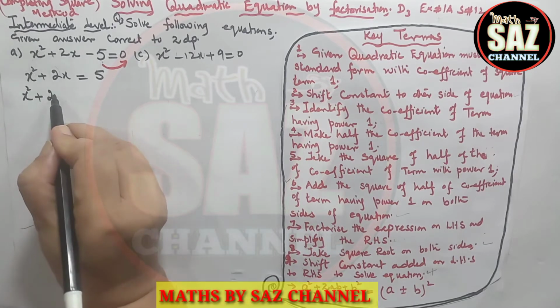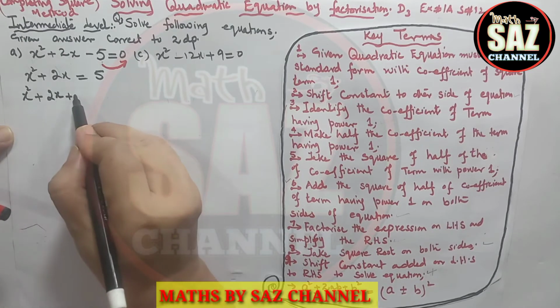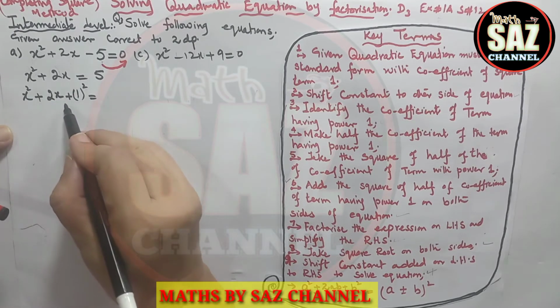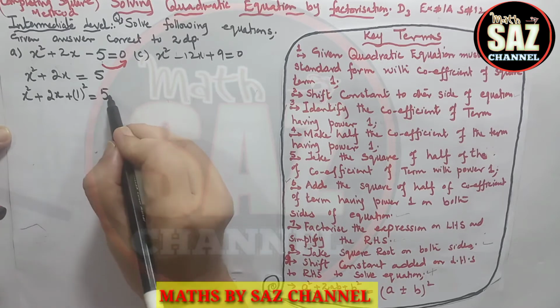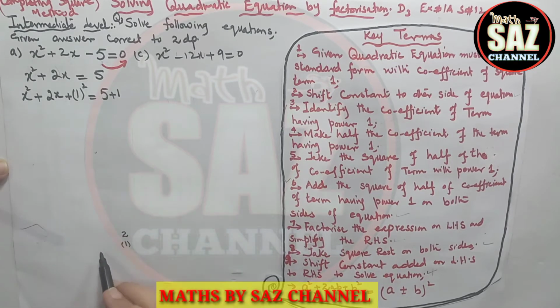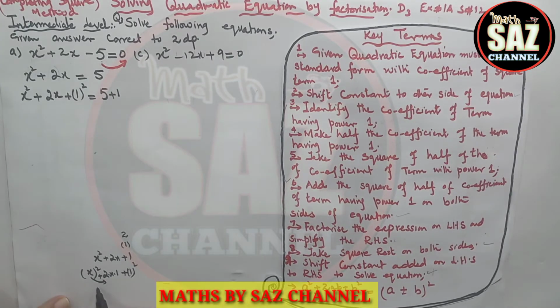Now in order to express this side in the form of a perfect square, I have to add the square of that half on both sides of the equation. This will become x square plus 2x plus 1 square equals 5 plus 1. Now x square plus 2x plus 1 is similar to a square plus b square plus 2ab. So it can be written in the form x plus 1 whole square.